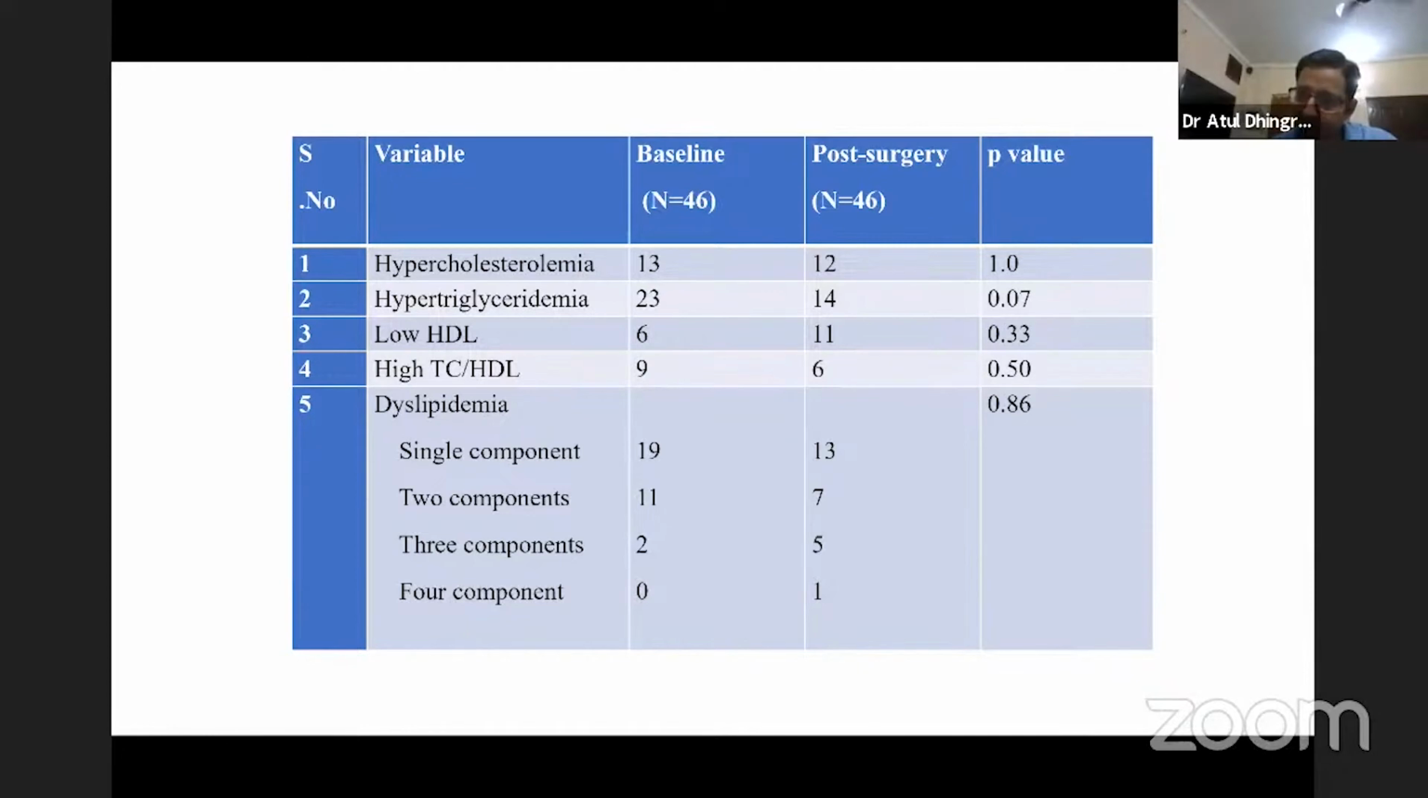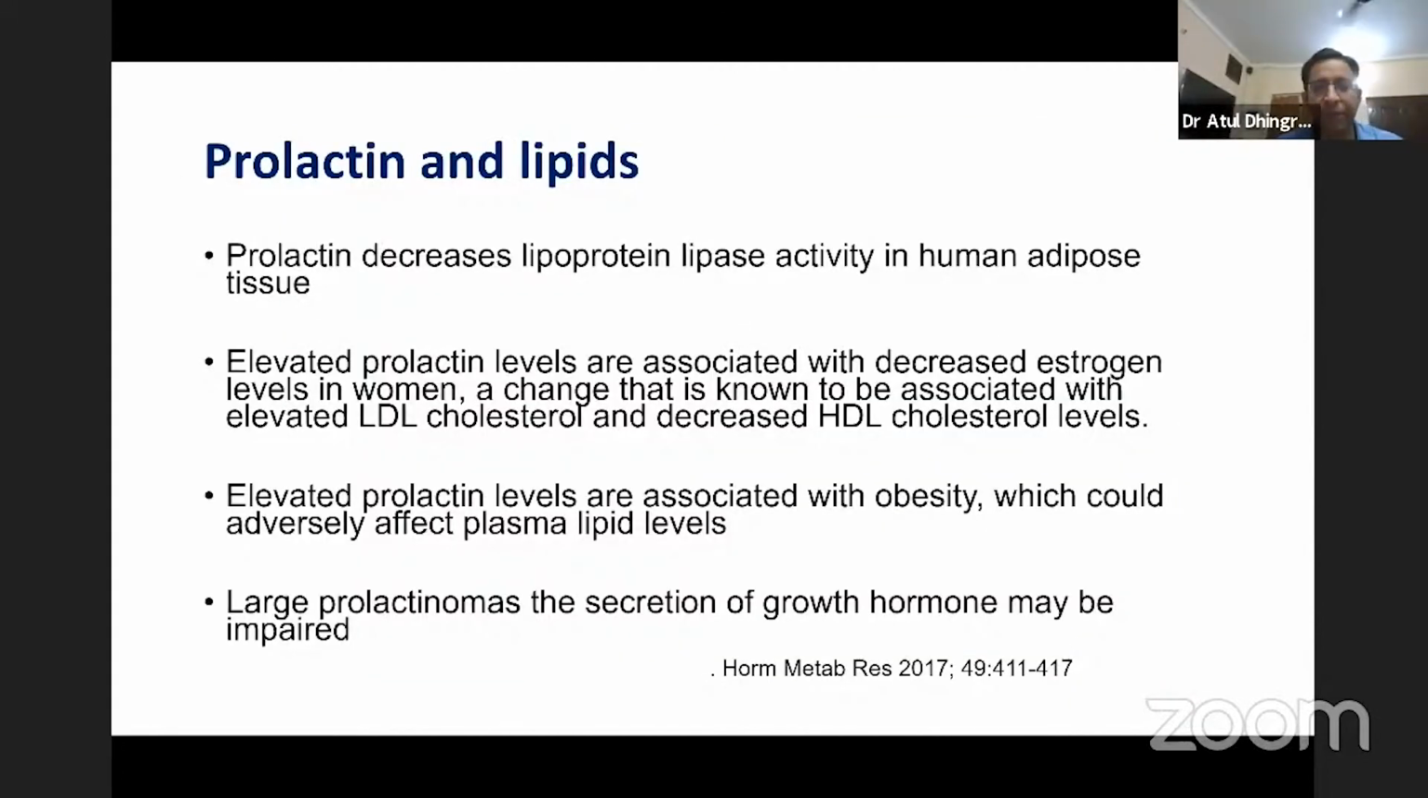So once these patients are cured of their Cushing's, their cholesterol levels do improve. But there is a baseline risk that remains with these patients, and probably these patients should be treated for a longer time to prevent CV mortality and morbidity in these patients.